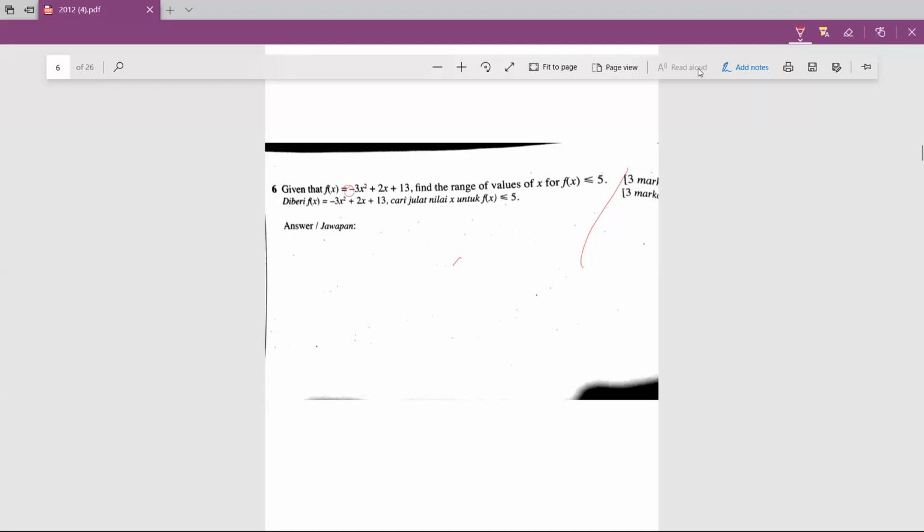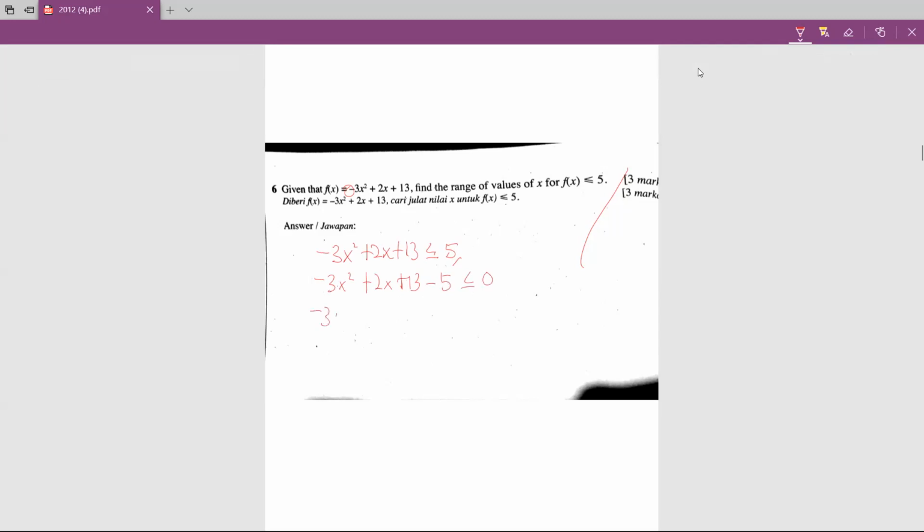It's a negative quadratic inequality equation. So what do we want to do? We want to change it to positive. But before we do that, let's make sure that on one side we have all the numbers and on the other side we have 0. Okay, let's make it simpler. Let's make it equal to 0 or lesser than 0 or greater than 0. Let's do that first step first. So like this, -3x² + 2x + 13 lesser or equals to 5. Let's bring everything to the left hand side since all the numbers are there. Okay, then we have -3x² + 2x + 8 lesser or equals to 0.